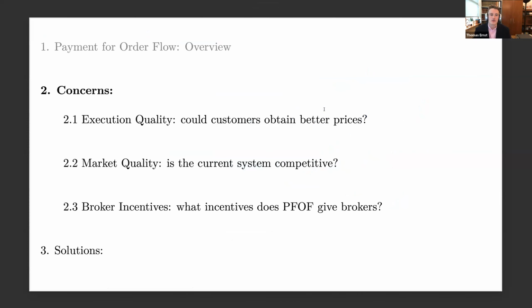So what I want to do now is take a bit of time to talk about some of the concerns about this market. The first concern is a narrow one. Could customers obtain better prices on each trade? The second one is a broader concern about market quality. Is the system brokers are setting up really all that competitive? And then the third concern is, well, what does this actually do to broker incentives when we give them PFOF?